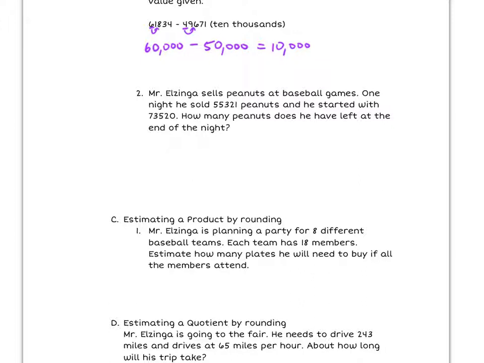One night, he sold 55,321 peanuts, and he started with 73,520 peanuts. How many peanuts does he have left at the end of the night? So, what place value would you round to? This is where your estimating comes in. I didn't tell you where to round to, right? So we're going to estimate. I know you guys could do the straight subtraction, but we're going to estimate.